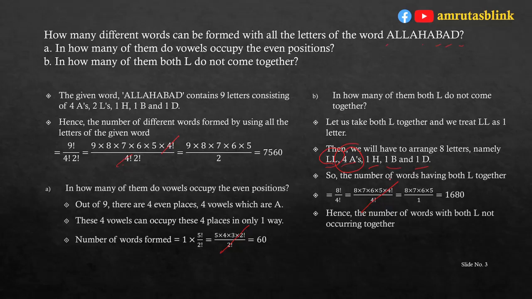Hence, the number of words in which both L are not occurring together is equal to the total number of words, that is 7560 minus this 1680, that is 5880. So, there are 5880 words in which both L will not be together.